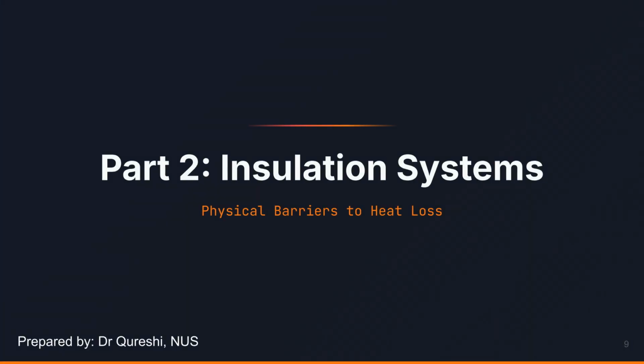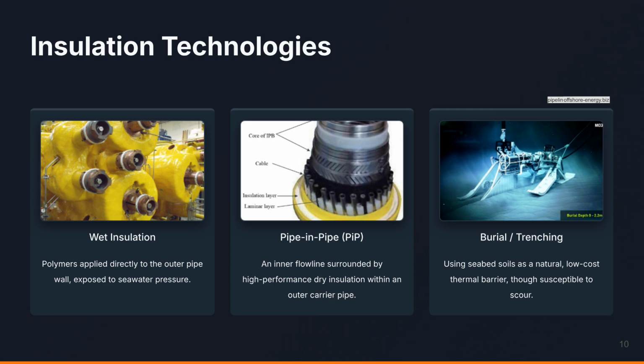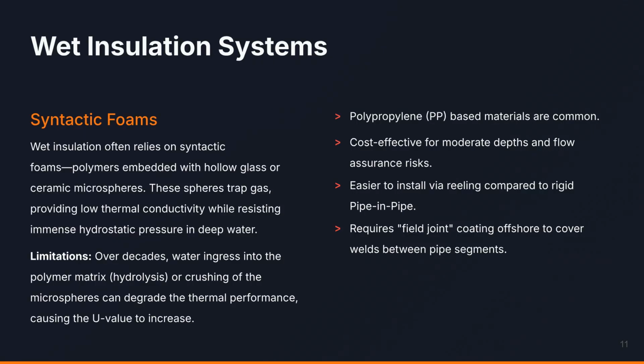Next, in Part 2, we examine the insulation systems that act as physical barriers to heat loss. Common insulation technologies include wet insulation using syntactic foams, pipe-in-pipe systems for high-performance needs, and the use of burial or trenching. Syntactic foams are cost-effective for moderate depths but can degrade over time due to water ingress or crushing, which increases the thermal U value.